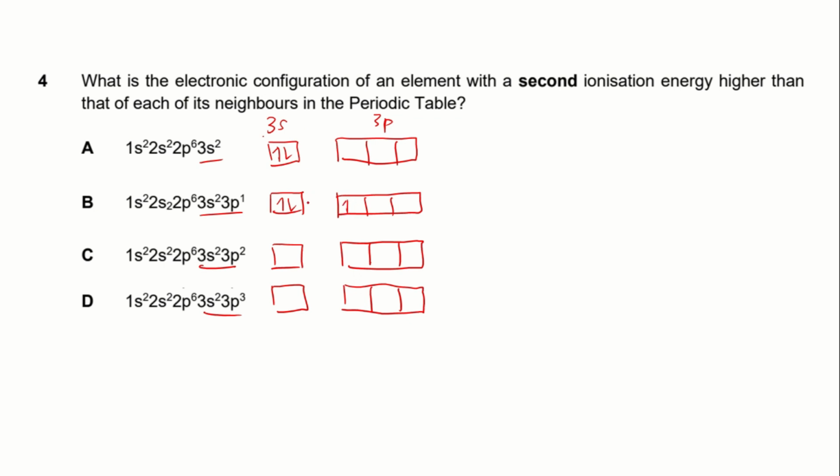So there's 1 unpaired electron in the 3p subshell, and then element C, 2 electrons in the 3s orbital, 2 unpaired electrons in the 3p subshell. For D, there will be 3 unpaired electrons in the 3p subshell. Now you can see that their proton numbers are increasing by 1 from A to D. So they are actually 4 successive elements in the periodic table. They are neighbors of each other in a row.